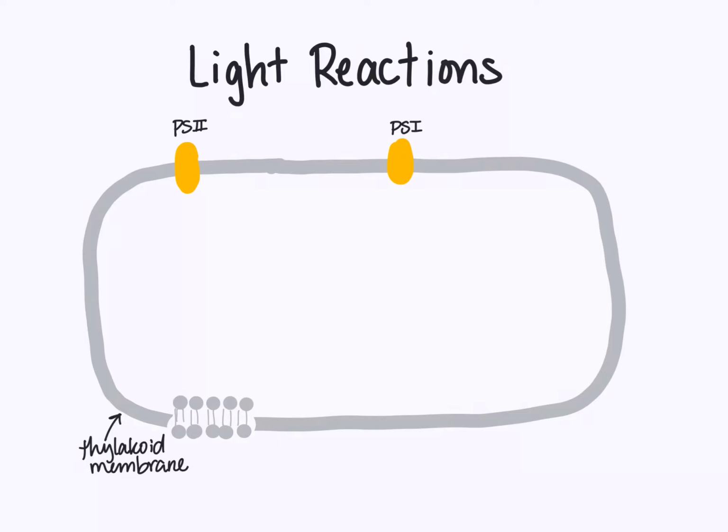So remember that associated with these photosystems, we have these pigment molecules. So these are going to be our chlorophyll and carotenoids. We also have our reaction center. And we have our electron acceptor. So these are the ones that we talked about a couple of pages ago.